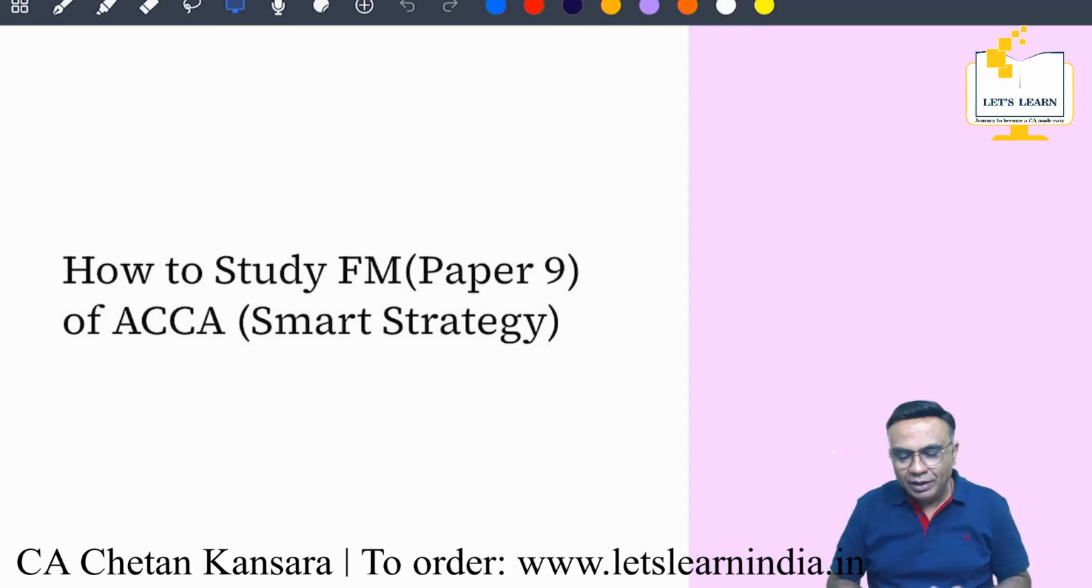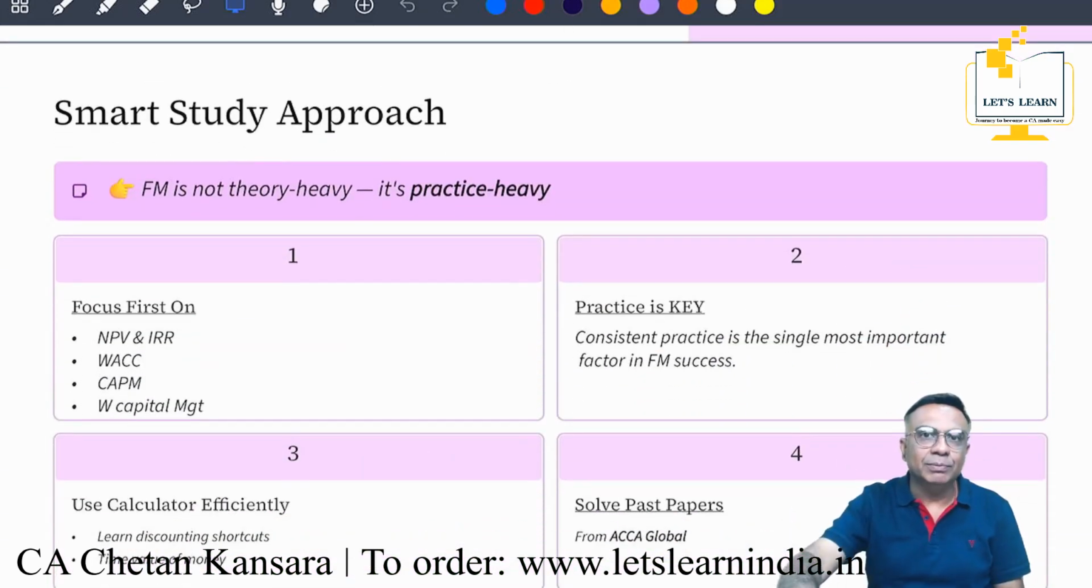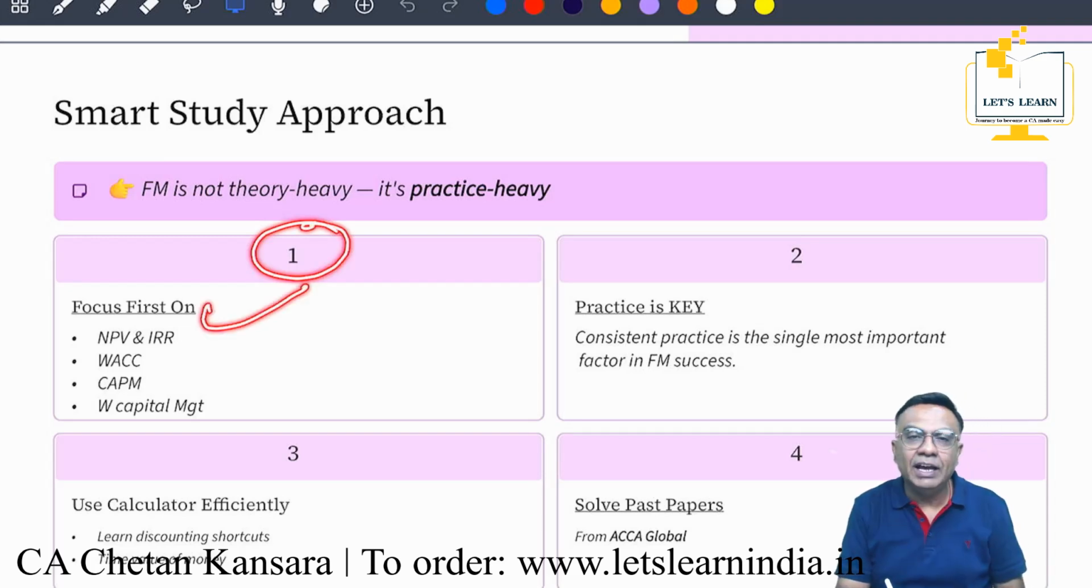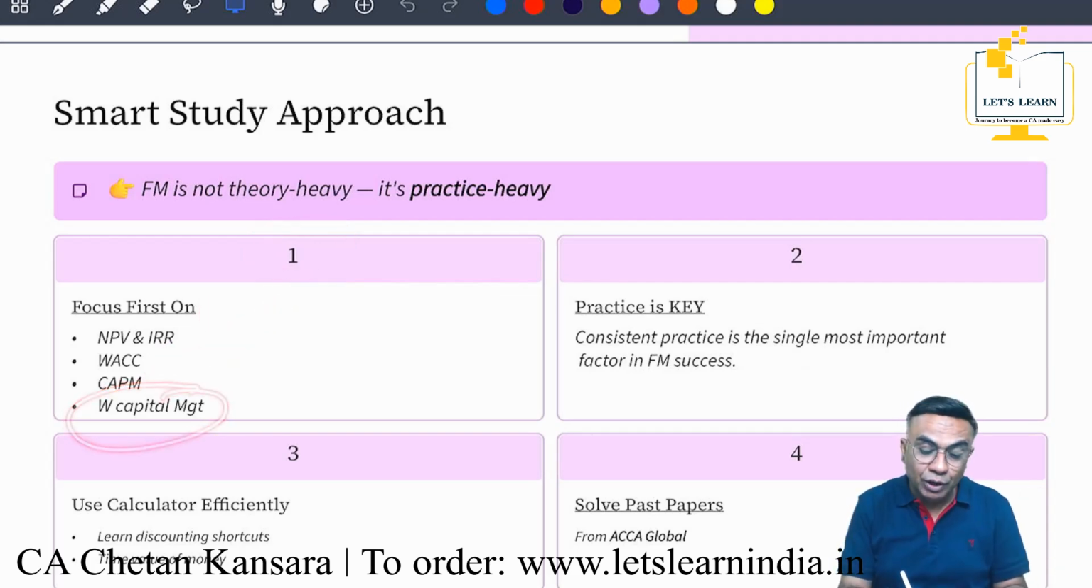Let us proceed. Now, what should be the approach towards studying this FM 9 paper? Smart study approach. Number one, you should concentrate more on these topics: NPV and IRR, WACC, cost of capital concept, cost of capital calculation, CAPM calculation, that is capital asset pricing model, which is also very important from exam perspective, and working capital management. These four topics you should do absolutely thoroughly.